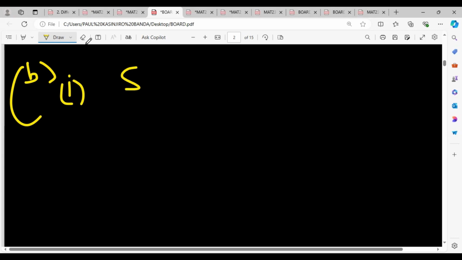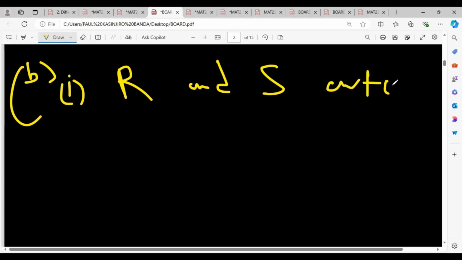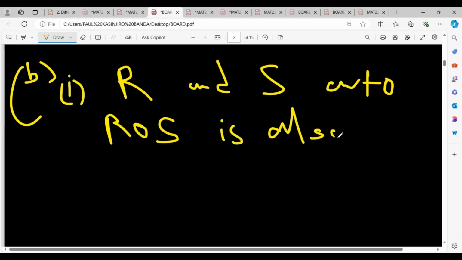So we start part B here. This is B1. We have been given the relation S and the relation R, and these two are actually onto. We want to prove that their composition, R of S, is also onto.